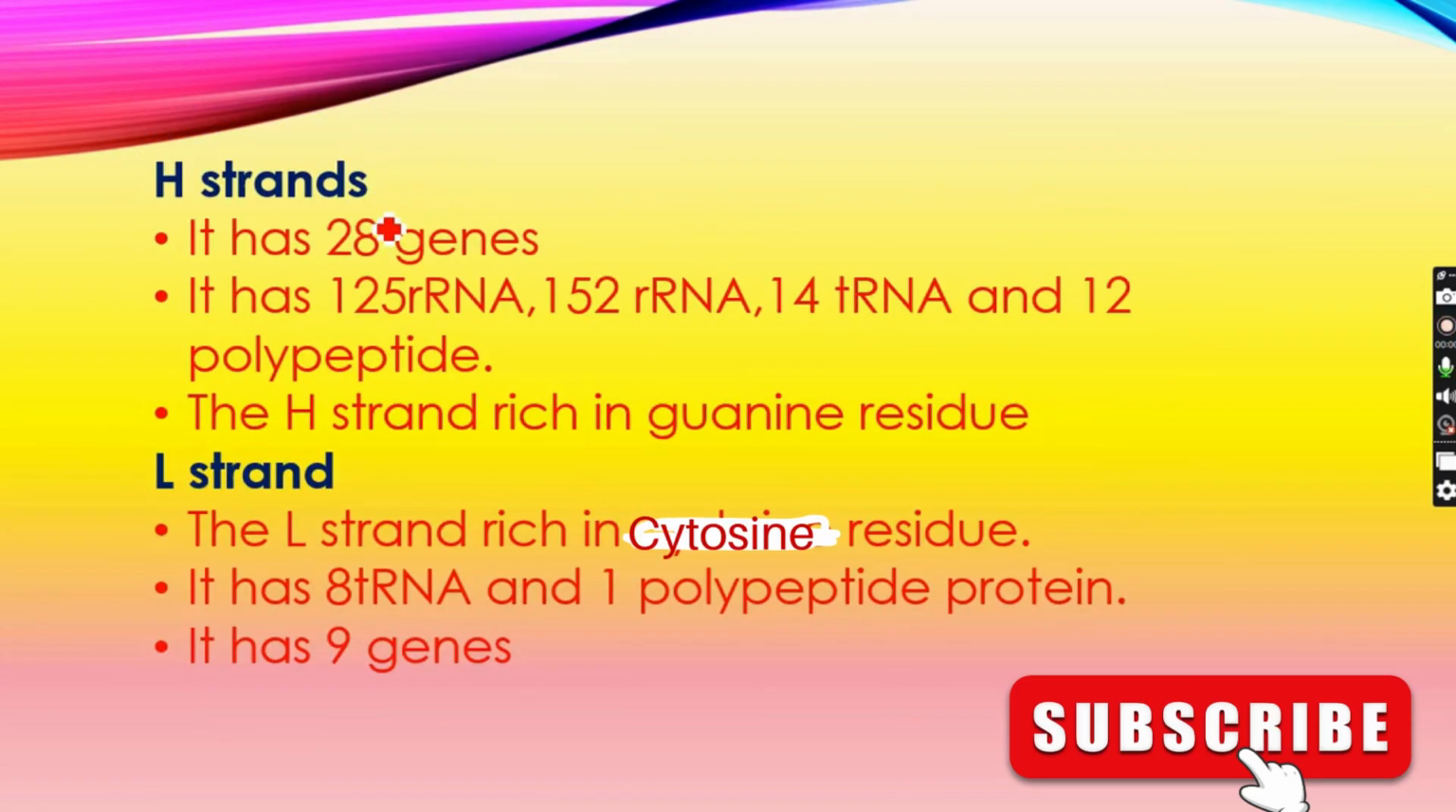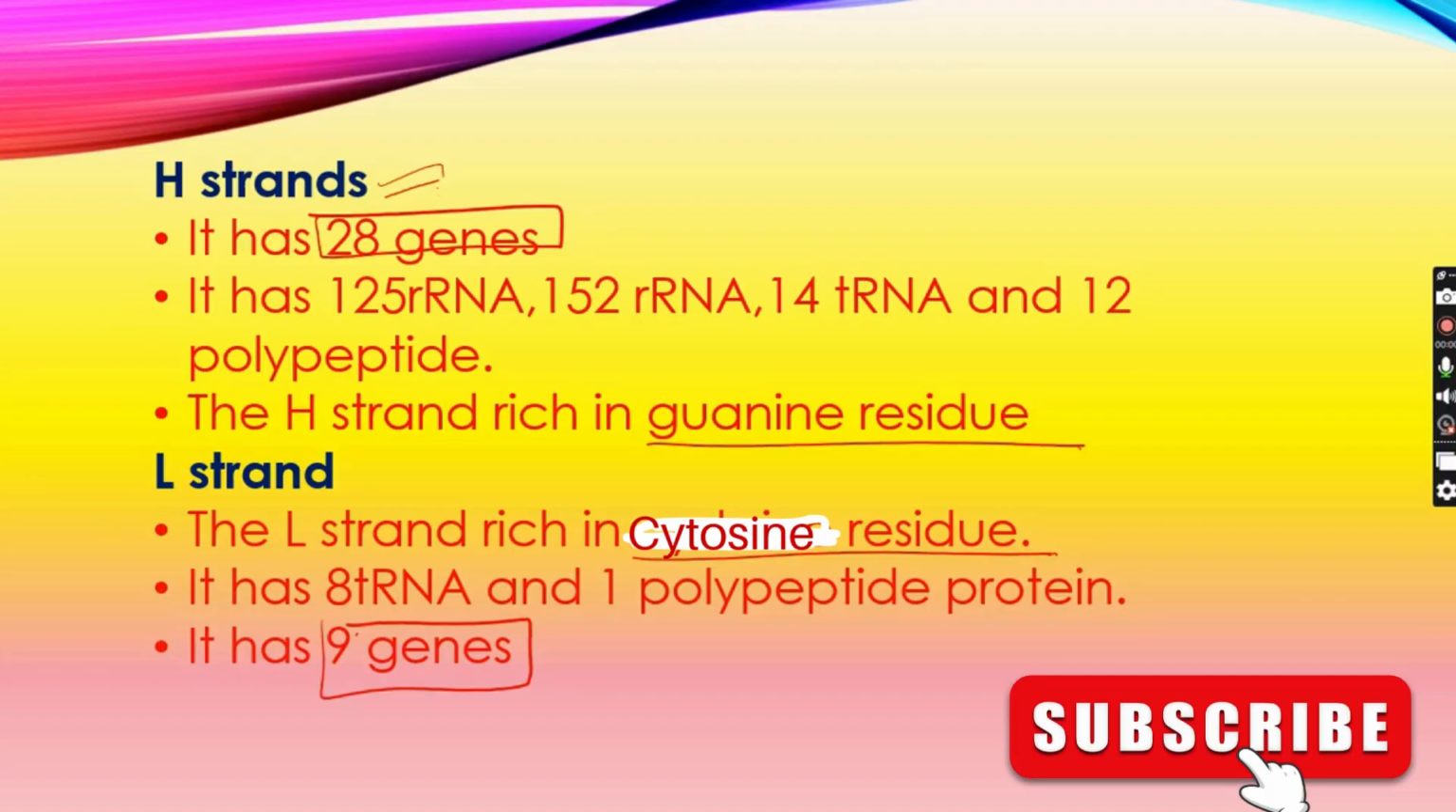So the heavy strand, as we said, has the higher nucleotide content. It consists of 28 genes, but the light strand consists of only 9 genes. It also consists of more guanine residues, whereas the L strand, that is the light strand, is rich in cytosine residues, while the heavy strand consists of more guanine residues.